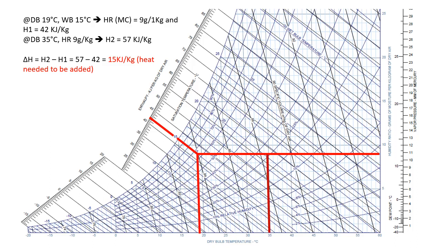With the same moisture content and the new dry bulb temperature of 35 degrees, we can measure the enthalpy at 57 kilojoules per kilogram. That means that the energy needed to be given to the air by heating it is 57 minus 42, which is 15 kilojoules per kilogram.